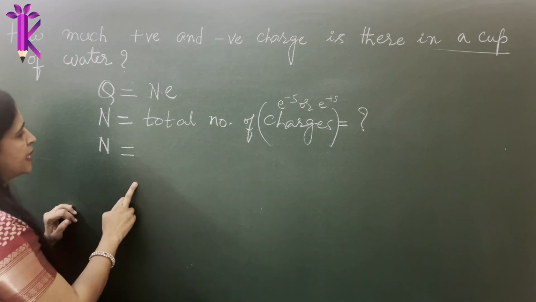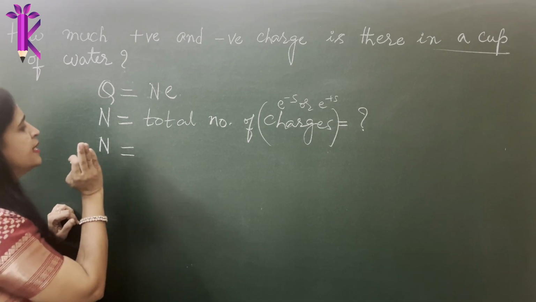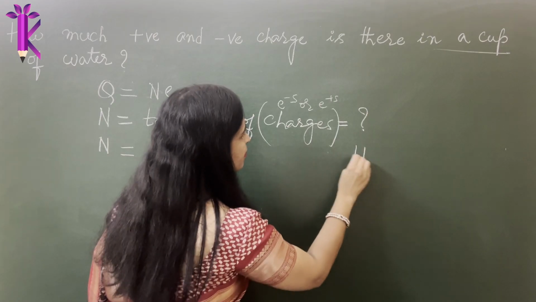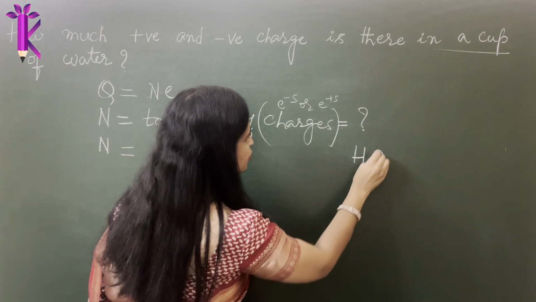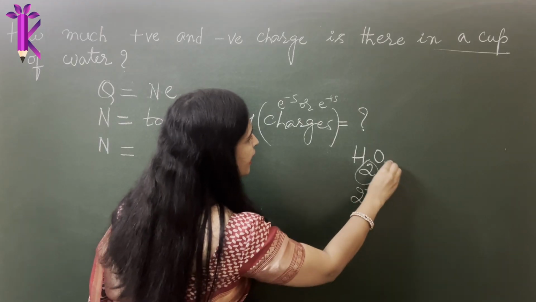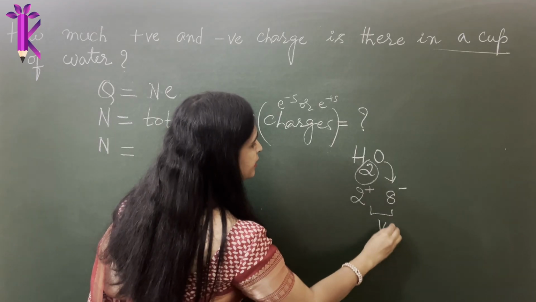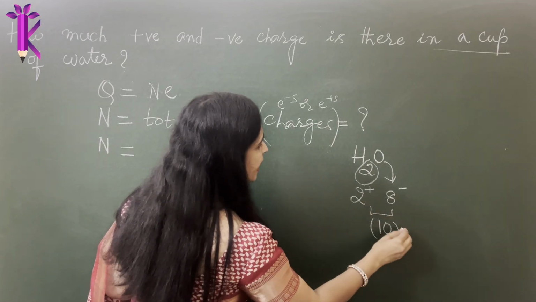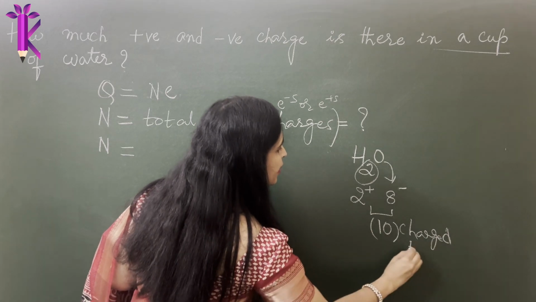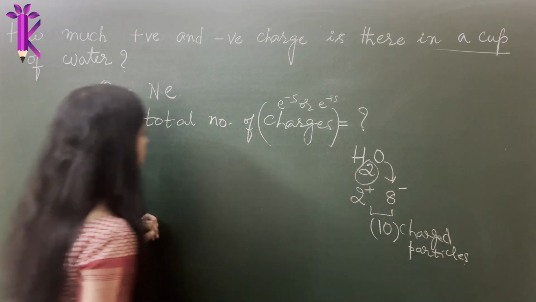Total number of charge particles. Now, how do you calculate the total number of charge particles? We know that the formula for water is H2O. That means H has 2 protons and O has about 8 electrons. So what is the total number? There are about 10 charge particles, which is both electrons and protons.